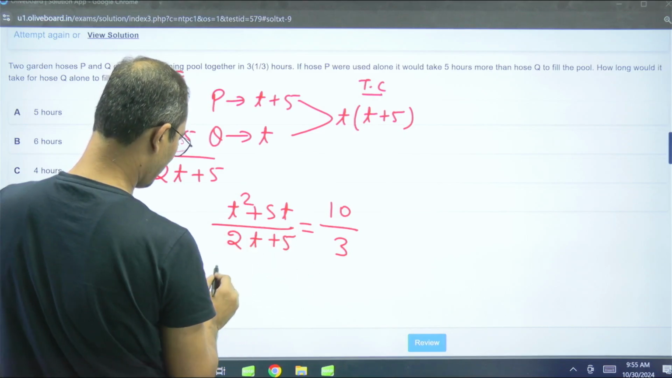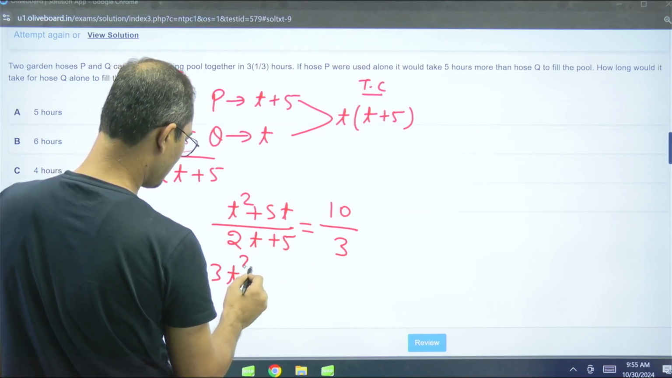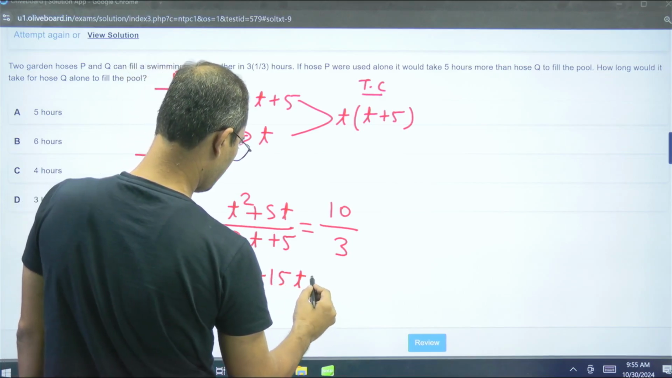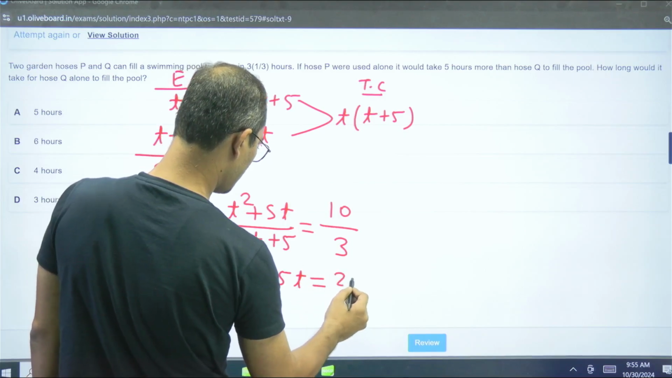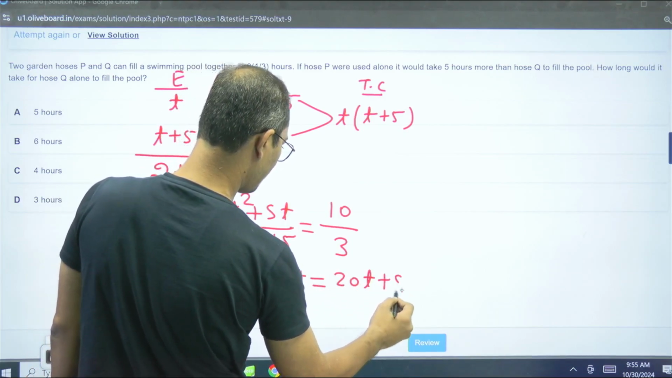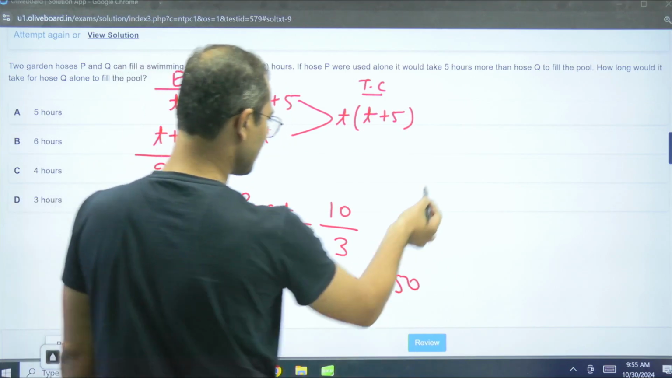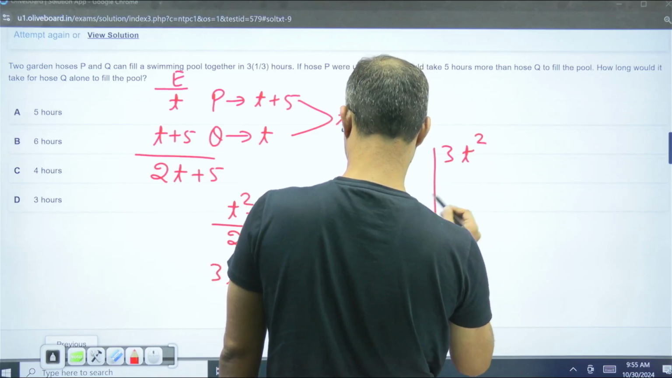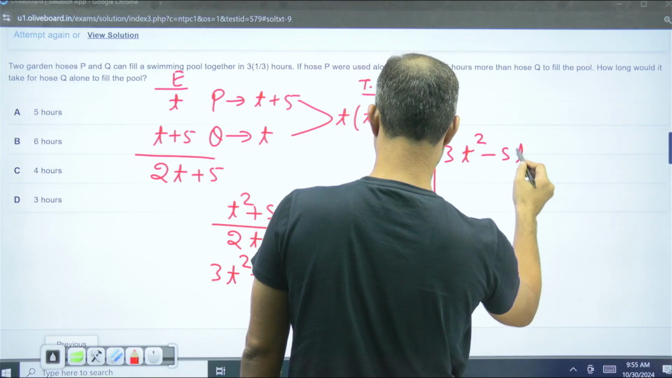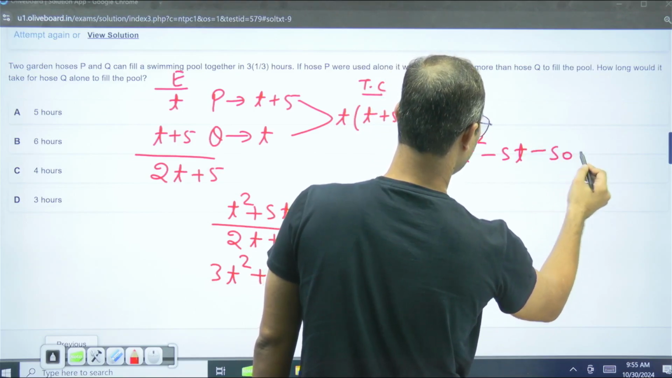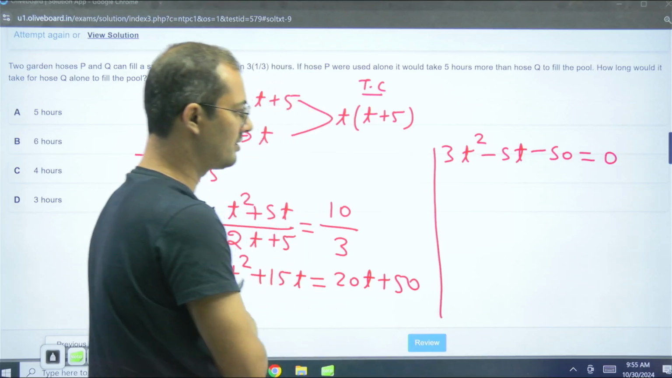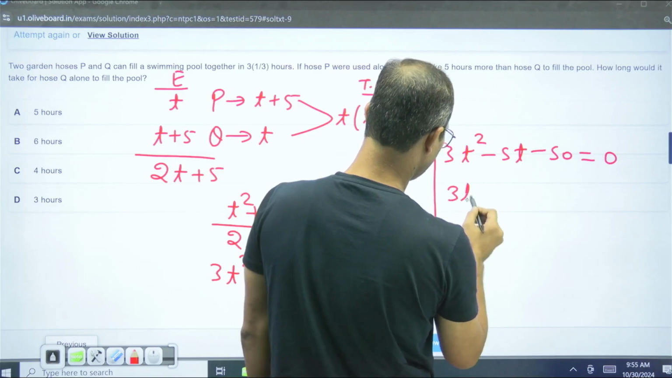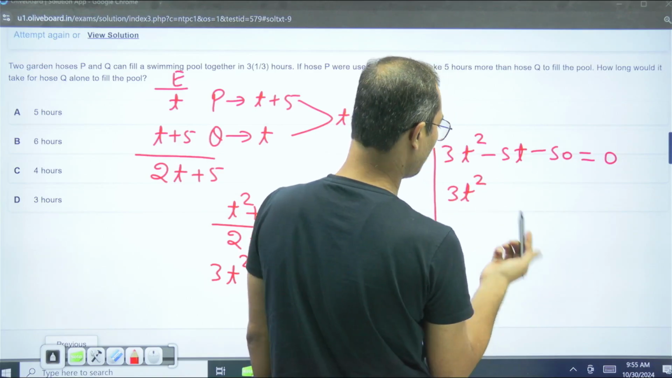So we can say that 3T square plus 15T is equal to 20T plus 50, right? So with this we can say that 3T square minus 5T minus 50 is equal to 0. So here we can say that we can break it as 3T square. So we have to take the value of T, right?